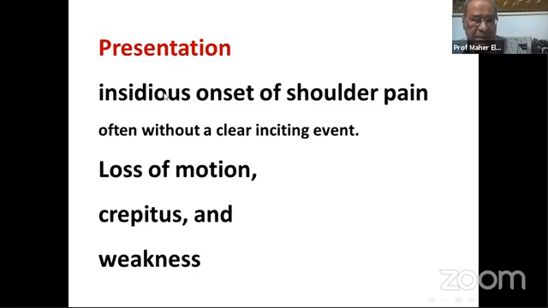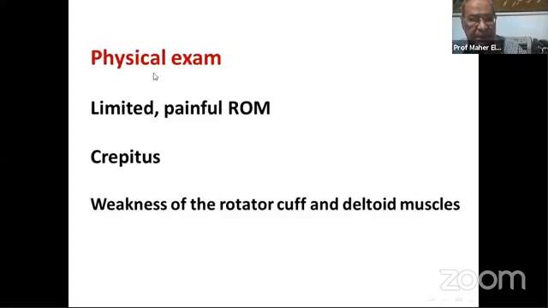AVN usually starts with insidious onset of shoulder pain, often without a clear inciting event. As the disease gets worse, it becomes more painful, and in advanced cases, there is loss of motion, crepitus, and weakness. On physical examination, we find limited painful range of motion with crepitus and weakness of the rotator cuff and the deltoid muscles.